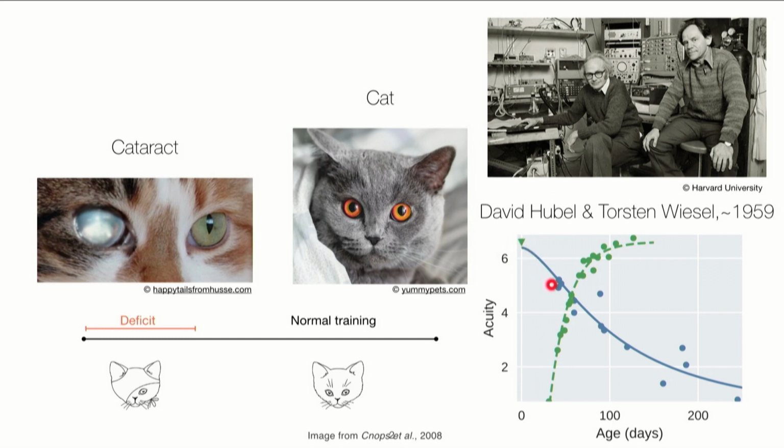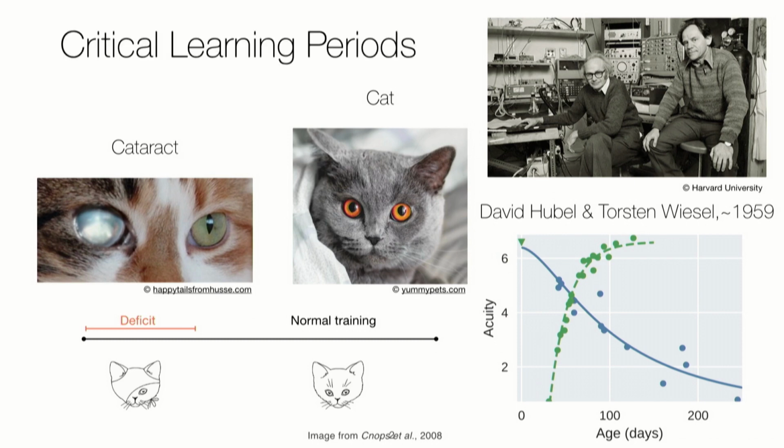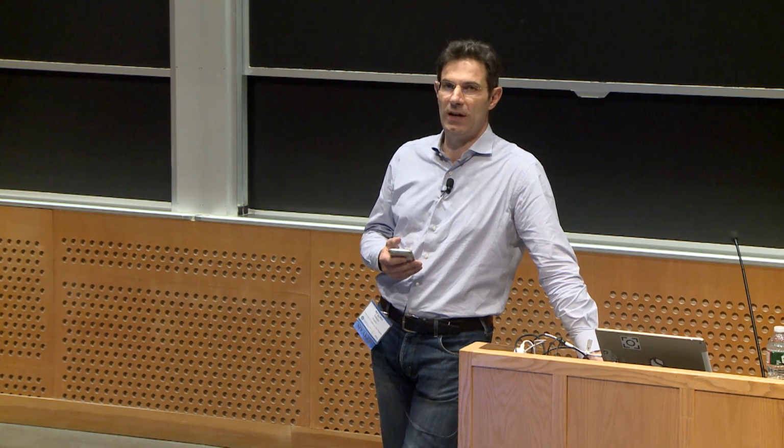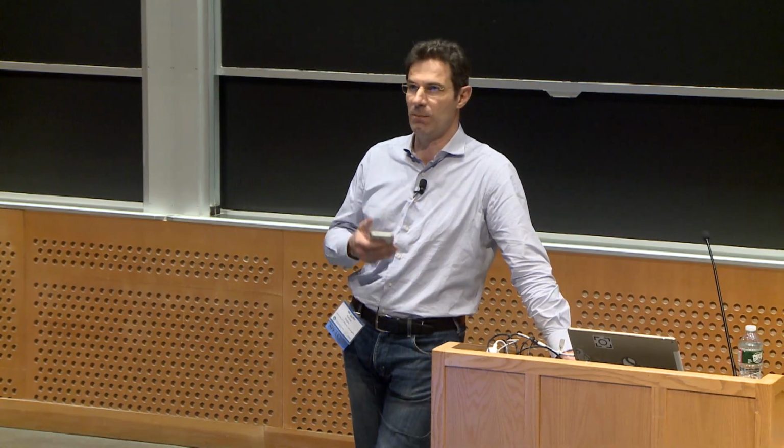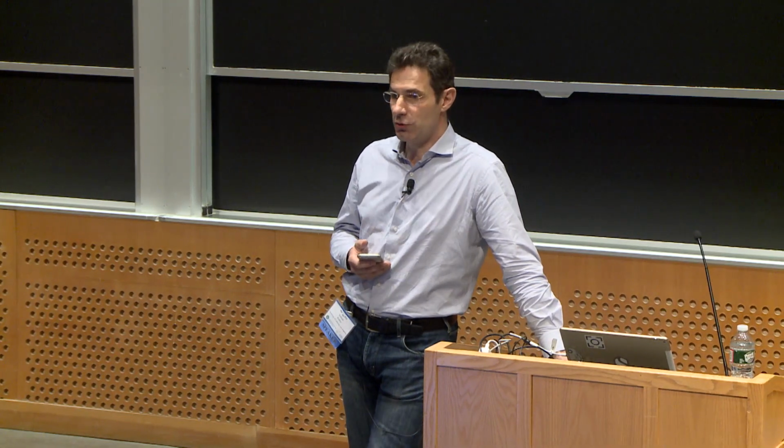But if you remove it after 10 days, 20 days, 100 days, 200 days, no matter how much time the cat has available, it will never develop a normal vision. These are well-known phenomena in biology that are called critical learning periods. They affect all sorts of species and skills, from some birds to humans also.